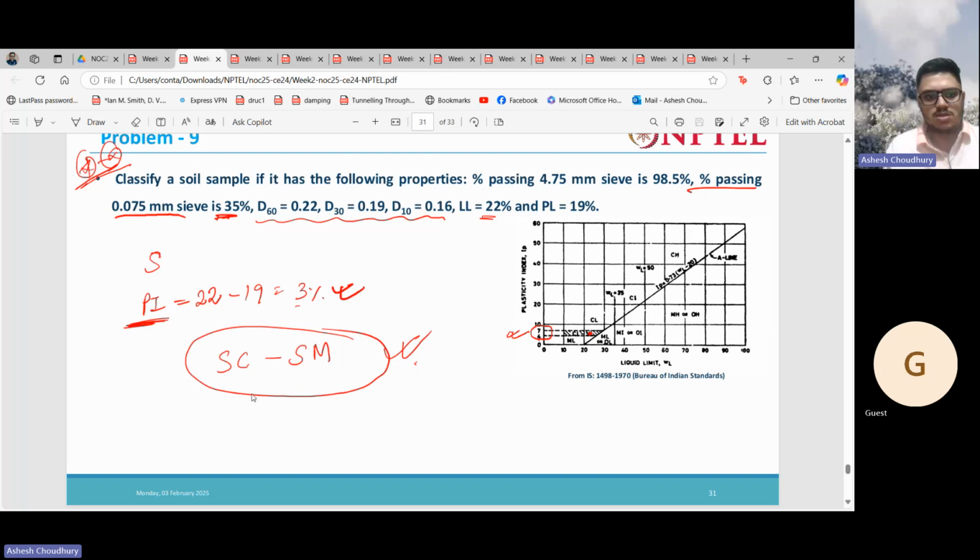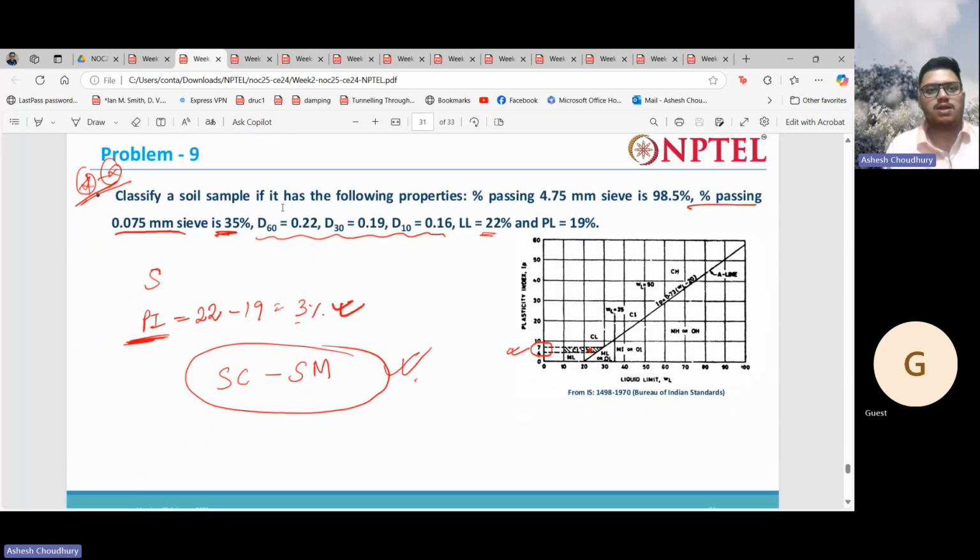This one, you can see, involves the plasticity index. This was one important problem. Classify the soil if it has the following properties: percent passing 4.75 mm is 98%, percent passing 75 micron is 35%. Definitely we have to classify it as a coarse soil because less than 50% is passing through the 75 micron sieve, and more than 50% is passing through 4.75 mm. So it's definitely sand. Now the question is what will be the suffix, since the prefix is sand.